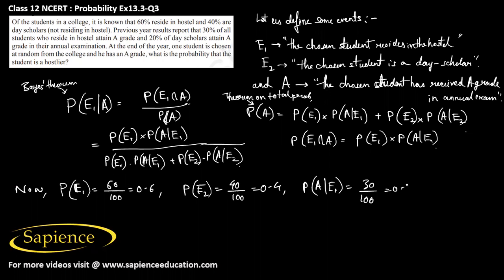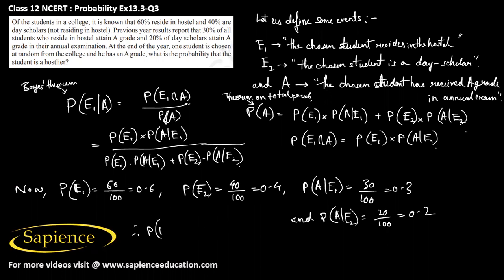And also the probability that the student has received A grade from the day scholar, that is P of A given E2. So that is 20%, so that is 20 by 100. That is 0.2. So now if we put these values here, then we will get the answer.